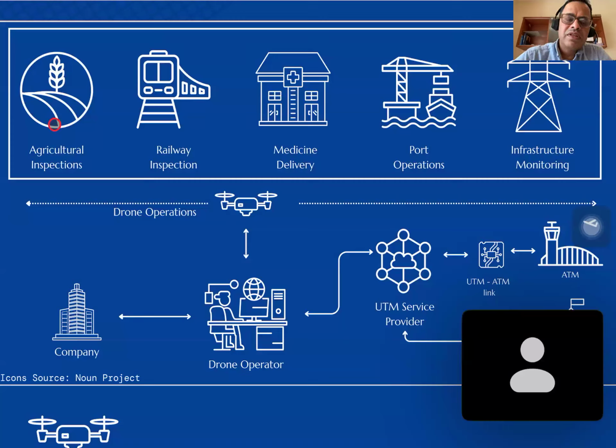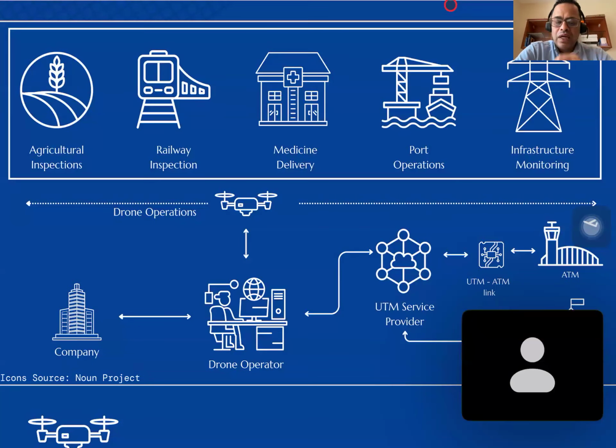As we can see here, this should look familiar. In the previous presentation, you saw these different services that can be done in a BVLOS fashion. For example, if you have a long railway inspection to do, you can program a drone and send it off on a trajectory to do the inspection. In the same way, with medicine delivery, you pick it up and then you send it to the hospital. It goes to the landing site where it is unloaded.